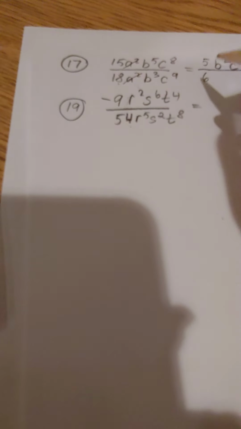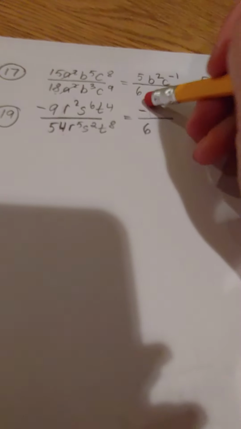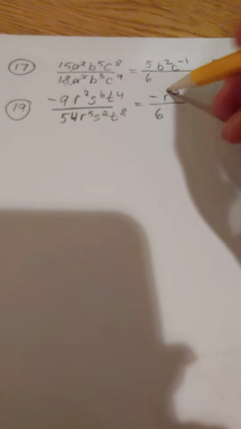Negative 9 r squared, s to the 6th power, t to the 4th power, over 54 r to the 5th s to the 2nd t to the 8th. So here we see negative 9 over 54. We reduce it by 9. So it's negative 1 over 6, negative 1, which we don't have to write, so it's just negative. R to the 2nd over r to the 5th is r to the negative 3rd power, because 2 minus 5 is negative 3.